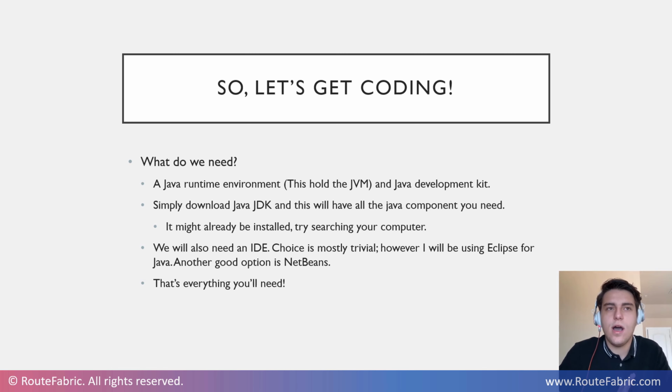All right, so after this, we are going to be able to get coding. So what do we need? First, we're going to need a Java Runtime Environment and a Java Development Kit. If you're on Windows, you can just go to the Oracle website and download this. If you're on a different platform like Mac OS or Linux, you can download this as well. And there's also OpenJDK. You can simply download the Java JDK, and this will have all the Java components that you need to program. It might already be installed, so it's always good practice to search your computer and see if it's already on there.